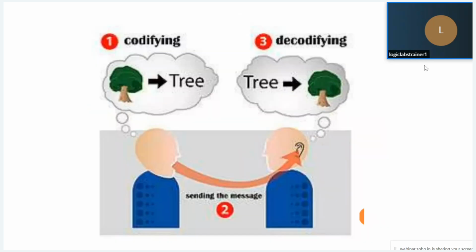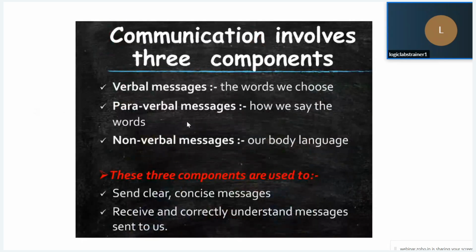Moving on to the next, guys. Say tree. If I tell you, see, that is the tree, you are understanding, okay, tree. And you are seeing the tree and you think, yeah, that's an apple tree. Clear. So that is nothing but codifying, decodifying, or encode and decode. Clear. Now, three components, that is what I explained, guys. Verbal, paraverbal, and non-verbal. Verbal uses words, guys. Paraverbal uses words as well as gestures. Non-verbal, guys, uses only body language.